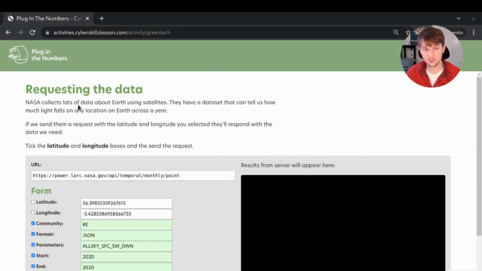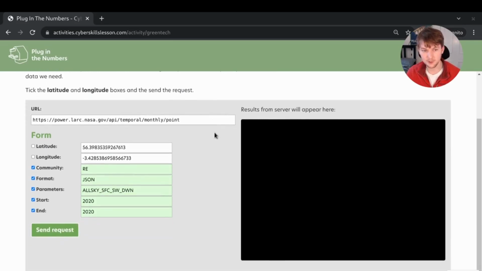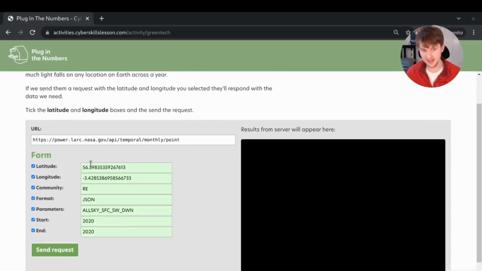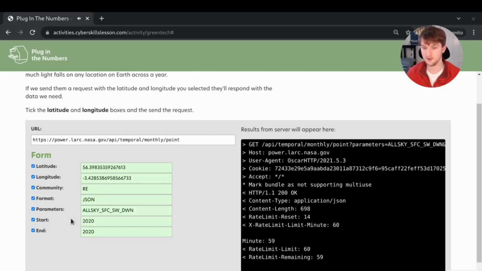So in this section, we're requesting the data, and to request this, just as a bit of background, we're using an API. Now, an API is computer code that lets two computer programs talk to each other. In this case, the Plugging the Numbers website is talking to NASA and asking it for data about the solar radiation at this latitude and this longitude. So we highlight them to select them in the request, and we say, please, NASA, give us the solar radiation data about this latitude and longitude, which are the New Zealand ones that we're going to work with.